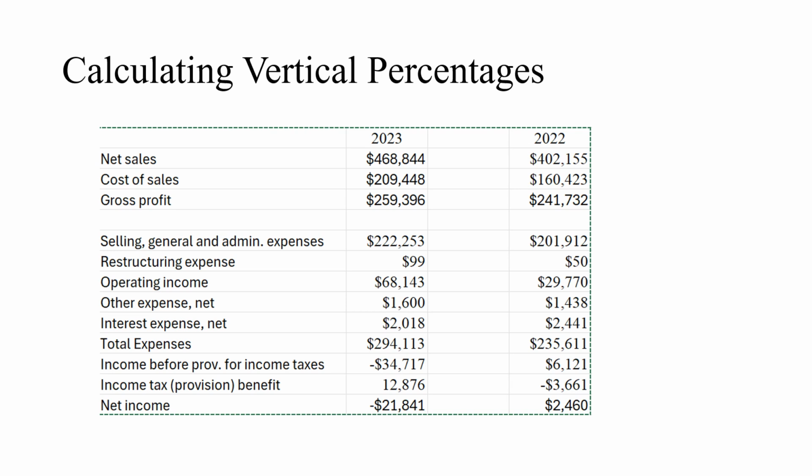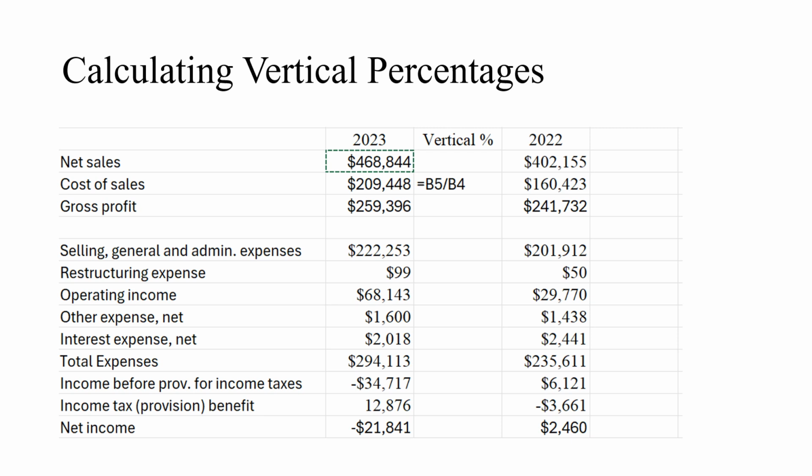All right, so we start off with, in this case, an income statement. And we have 2 years on this income statement. And it includes net sales, cost of sales, gross profit, sales, additional expenses, income before income taxes, income tax provisions, and then net income. So let's look at putting the percentages into this table, this income statement.